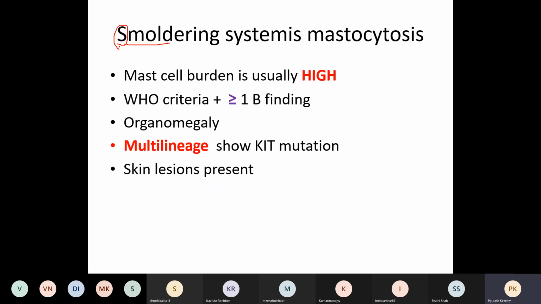Who got the doubt? What is the doubt, Ma Trupti? What did you say just now about serum tryptase?